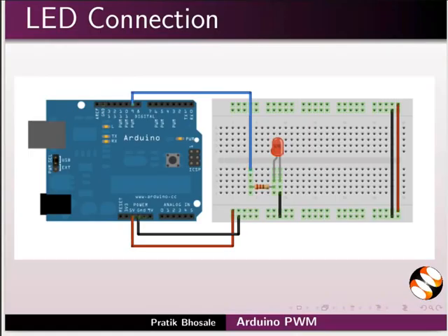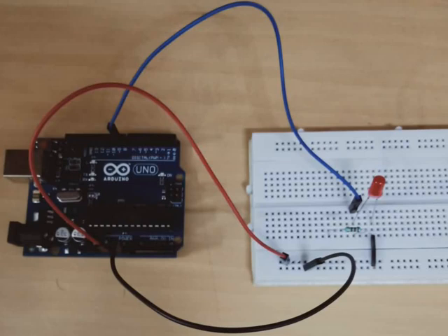Connect anode leg of the LED to pin 9 of Arduino through a 220 ohm resistor. Connect cathode leg of the LED to ground. This is the live setup of the connection. Do the connection as shown in the image. Let us open the Arduino IDE.